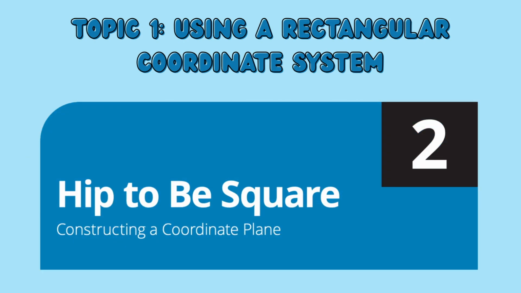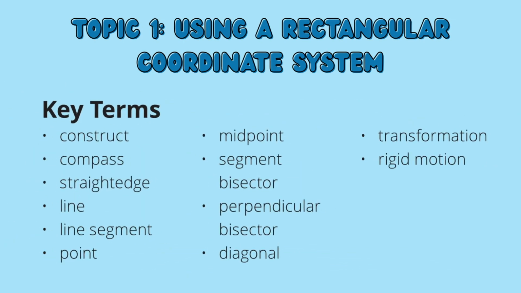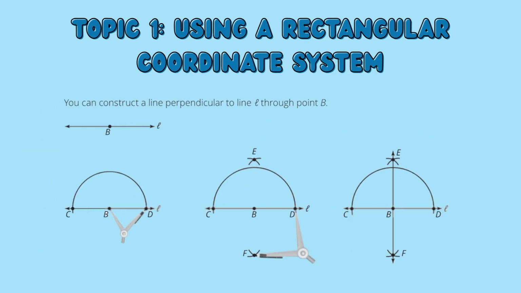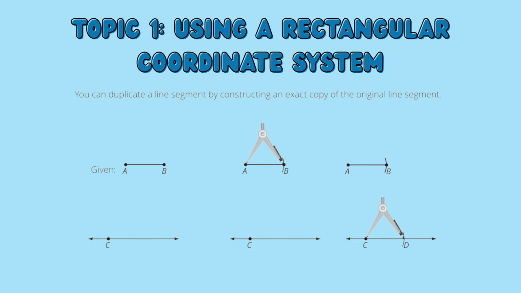Lesson 2, Hip to be a Square, constructing a coordinate plane. Before we delve into the specifics of this lesson, here are the key terms for the lesson. Our first exploration is constructing a perpendicular line segment and bisector using paper folding and using a compass and straightedge. They will then use construction tools to duplicate a line segment and construct a square.